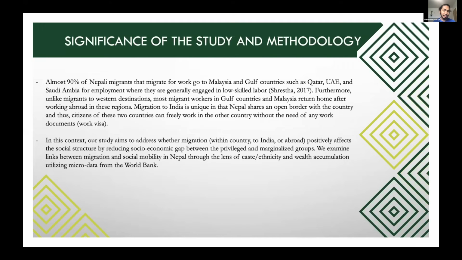Migration to India is unique in that Nepali citizens can freely live and work in India without the need of extra documents, and hence migration to India for work is officially not recorded. So our plan is to divide migration into 3 groups, that is internal migration, migration to India, and migration abroad. The aim is to study whether migration patterns reduce the socioeconomic gap between the privileged groups and the marginalized groups. For this, we are using a 3-year household survey provided by the World Bank.